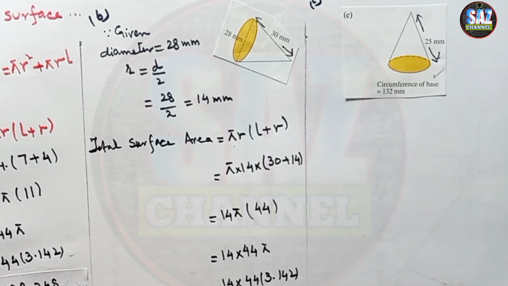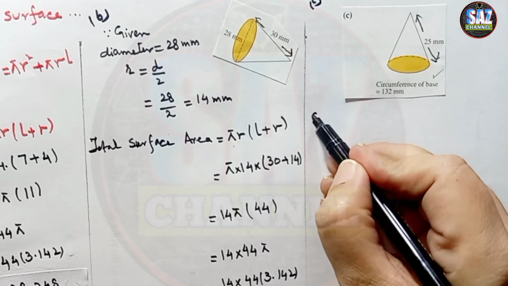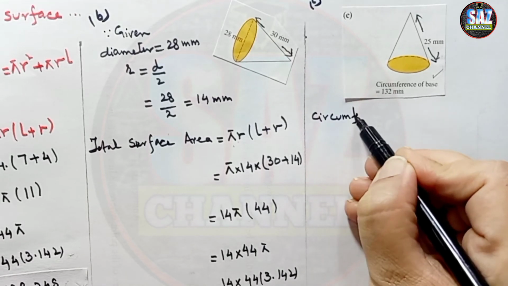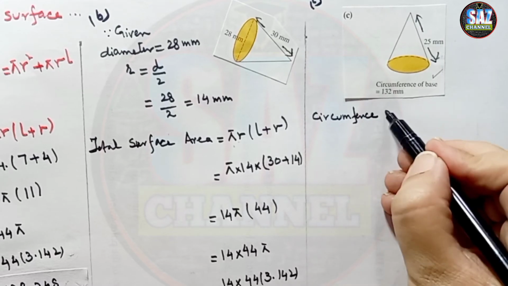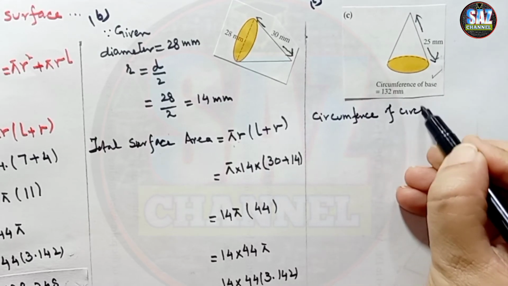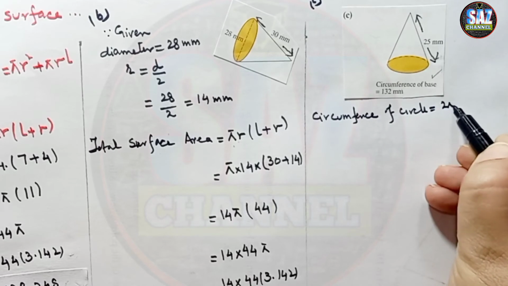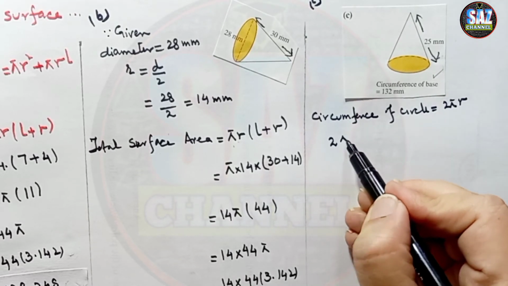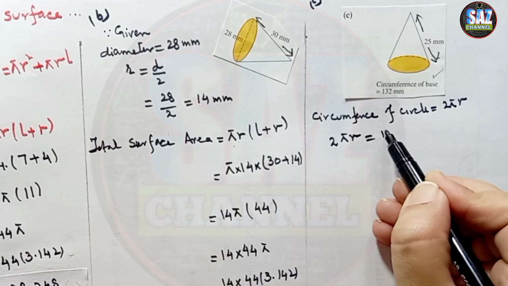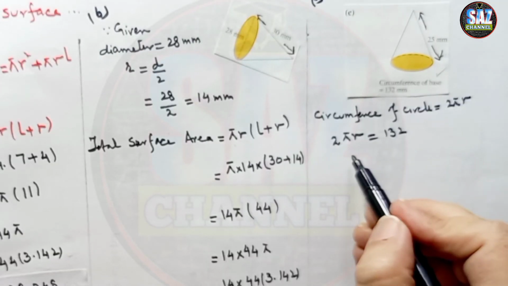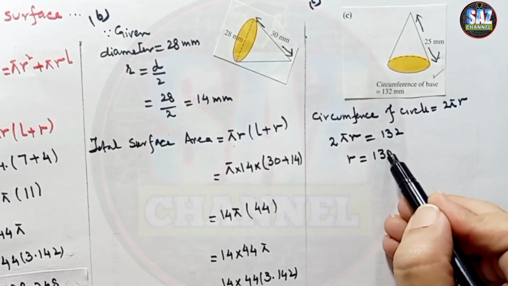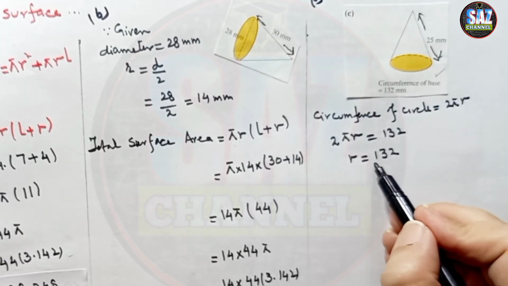Recall the formula for the circumference of a circle. Circumference of circle equals 2 pi r. Now I will be equating this 2 pi r to 132 in order to get the value of radius, so radius will be equal to 132 upon 2 pi.